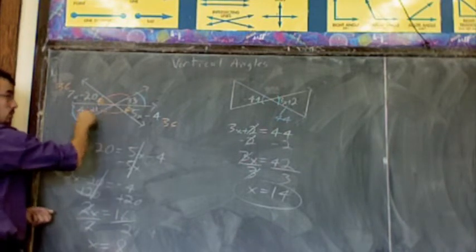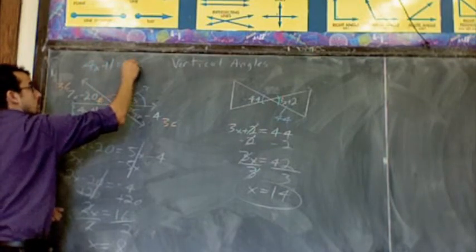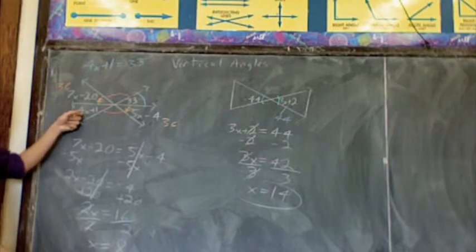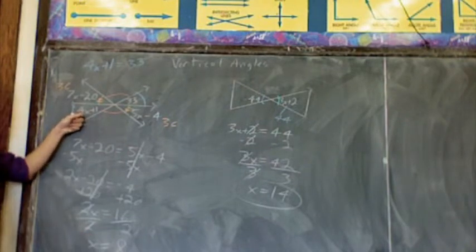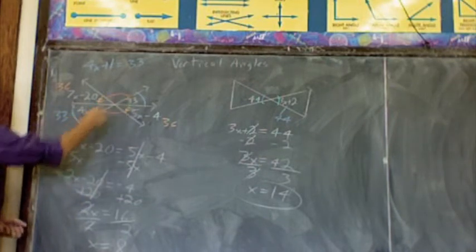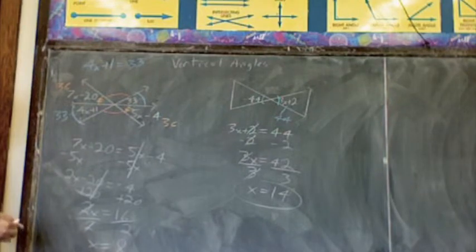Now I didn't solve this one. This equation would have been 4x plus 1 equals 33. But since I already know what x is, let's see if x worked everywhere. 8 times x, 8 times 4, that's 32. 32 plus 1, that is 33. So I've got 2 of those. My angles I'm missing are right there and there. You could figure these out.